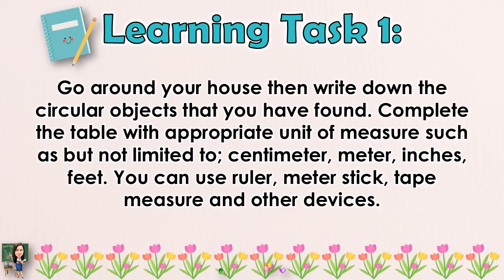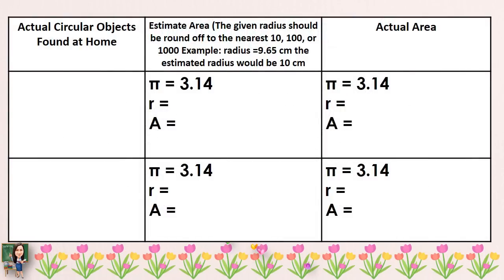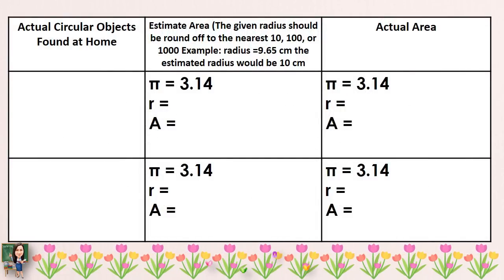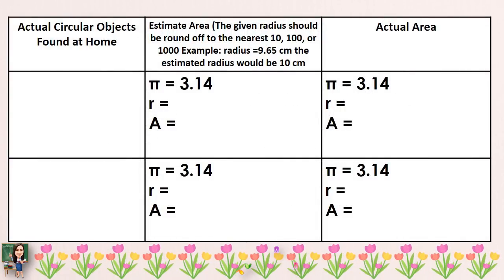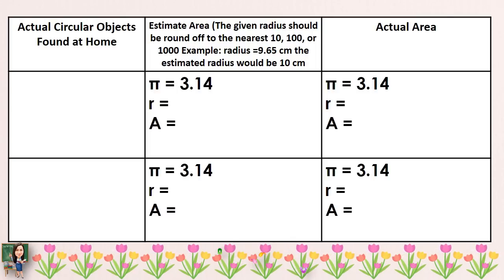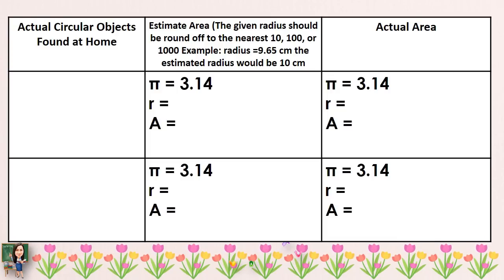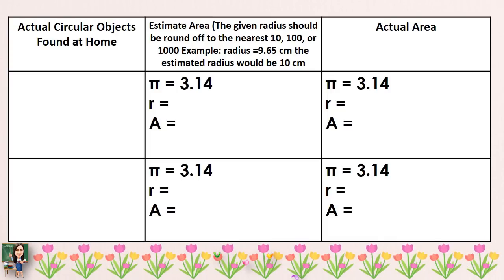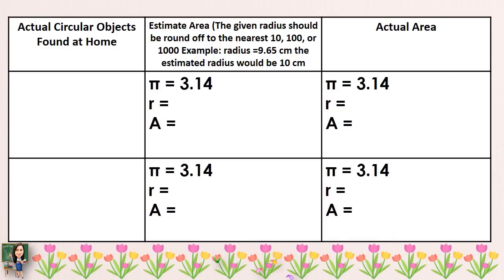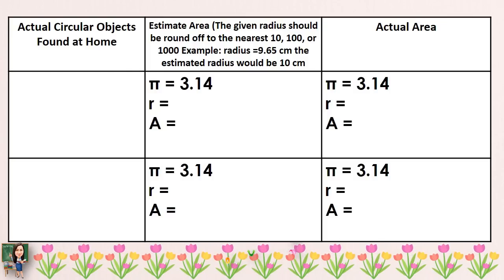Kids, I will give you examples. In the first column, we have the actual circular objects found at home. In the second column, the estimated area. The given radius should be rounded off to the nearest 10, hundreds, or thousands. For example, radius equals 9.65 centimeters. The estimated radius would be 10 centimeters. And then the third column is the actual area.